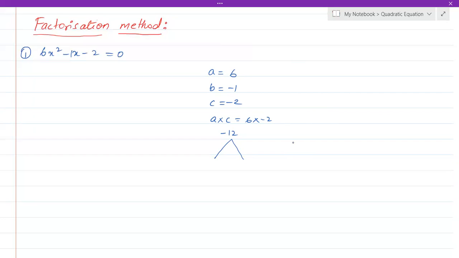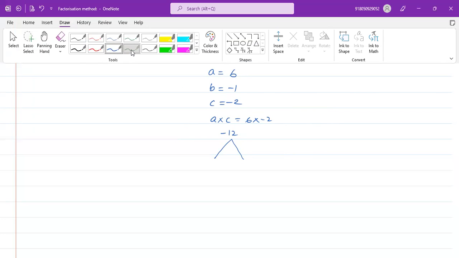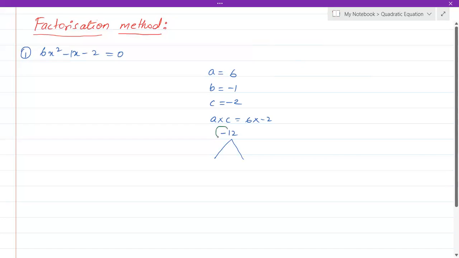I repeat it. We have to find the factors of 12. Factors of 12 in the sense, we have to find two numbers which, when multiplied, we should get 12. At the same time, please observe this sign here. Let me highlight it using a different color. Here you got minus, isn't it?